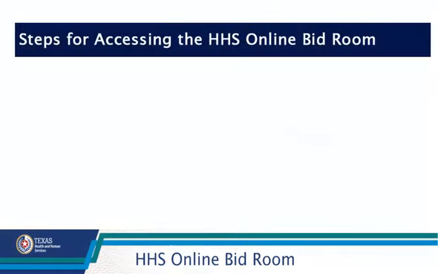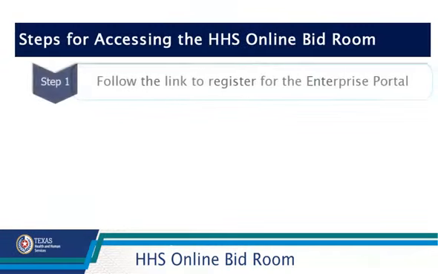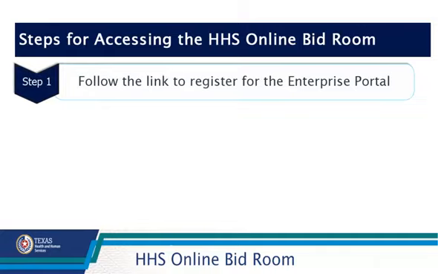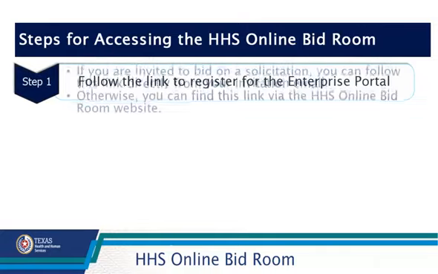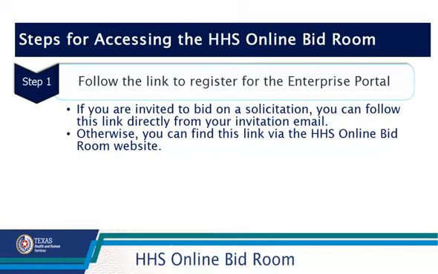Steps for accessing the Online Bid Room. Step 1. Follow the link to register for the Enterprise Portal. If you were invited to bid on a solicitation, you can follow this link directly from your invitation email. Otherwise, you can find this link via the HHS Online Bid Room website.